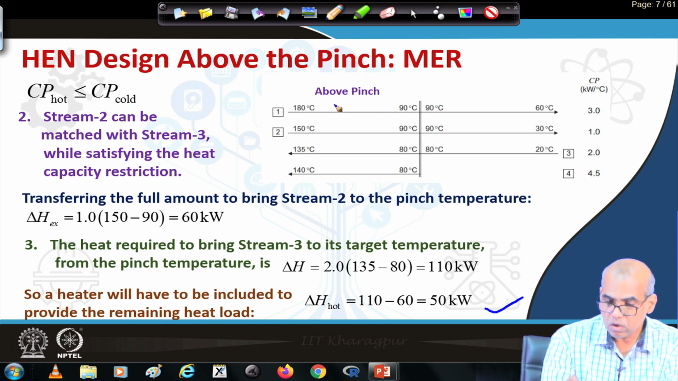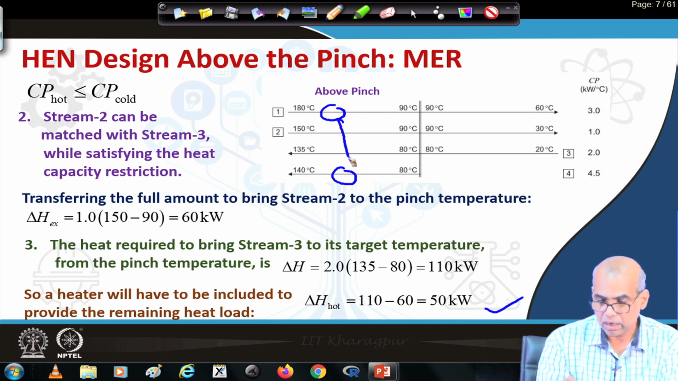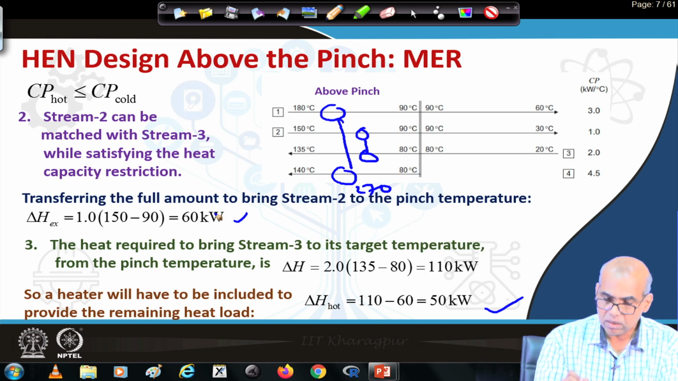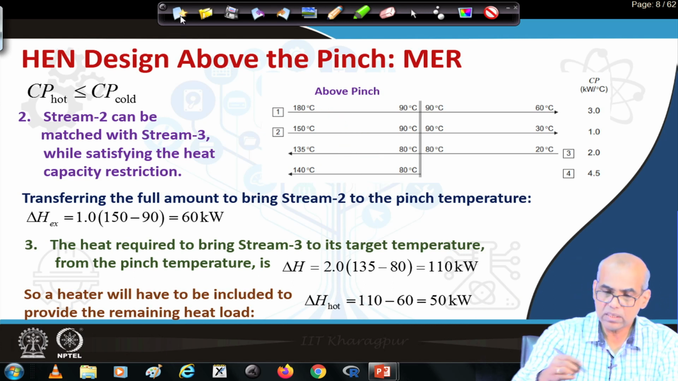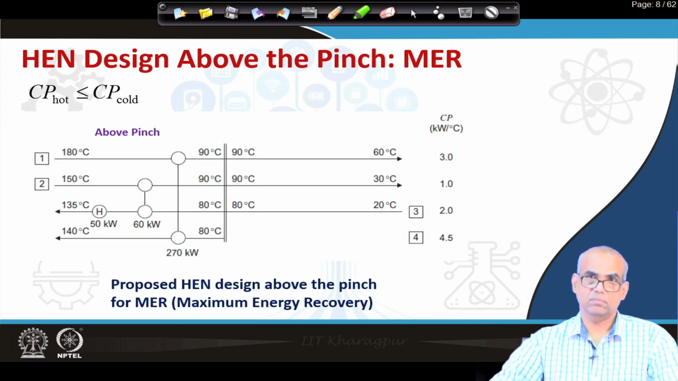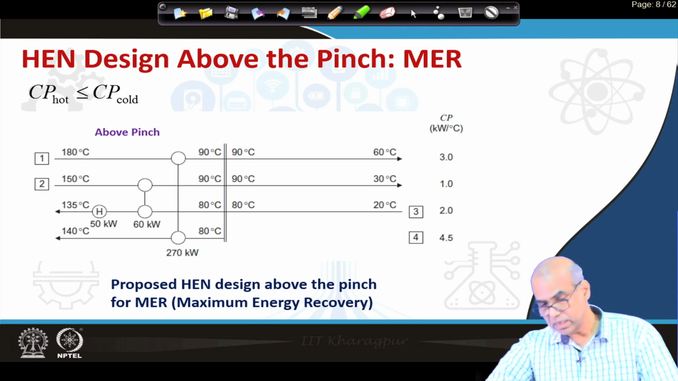So, what we did is we first paired 1 and 4 and got 270, and then 2 and 3 which gives 60 kilowatt, but then it was not enough for stream 3. So, that required a heater. So, this completes the design for the region above the pinch. So, now you see the proposed heat exchanger network design for the region above the pinch for maximum energy recovery.